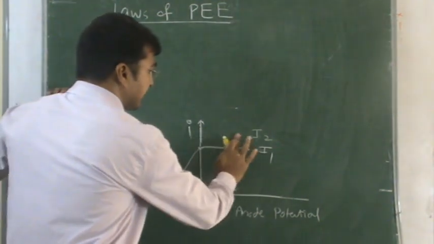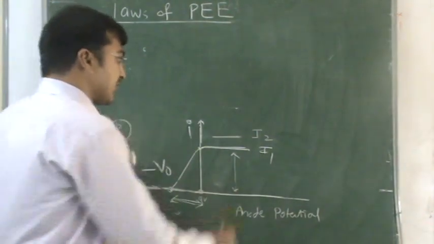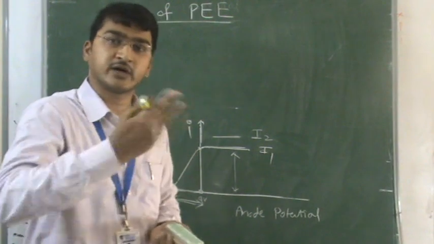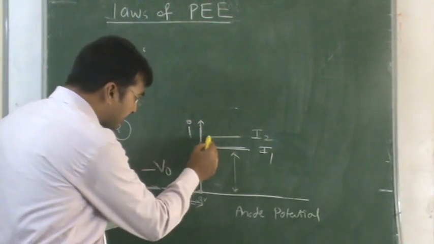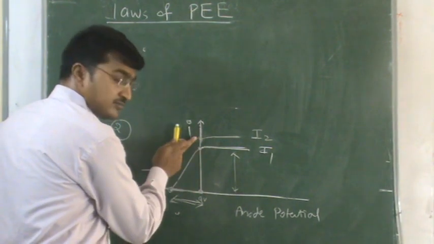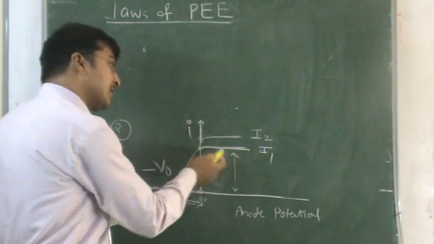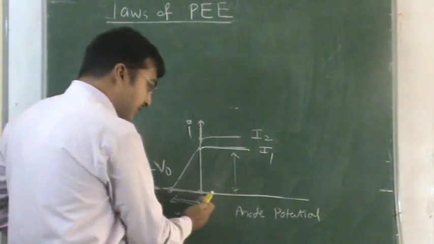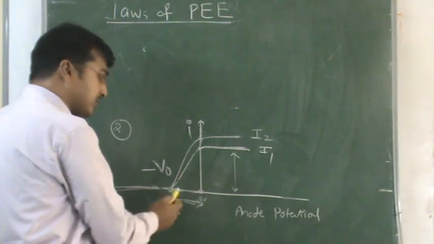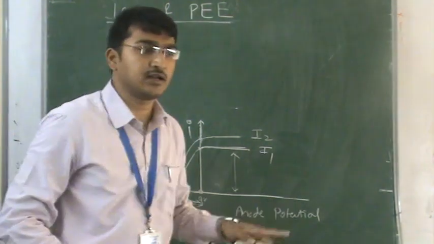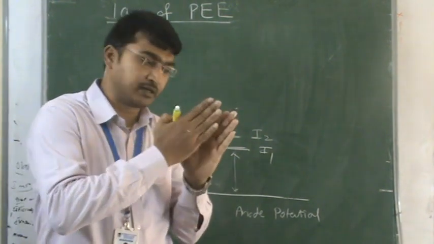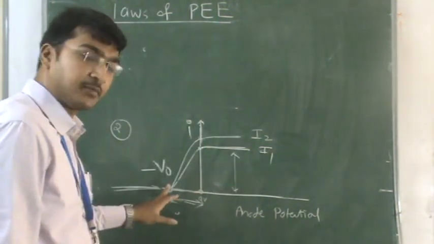So what happens? As intensity increases, the number of electrons emitted from the photo plate increases, so photocurrent increases. That's why the photocurrent comes here. Initially here I1, here I2, and photocurrent is increasing. But when I increase the negative potential, it again comes to the same point, because the stopping potential depends upon the cathode plate material we take.